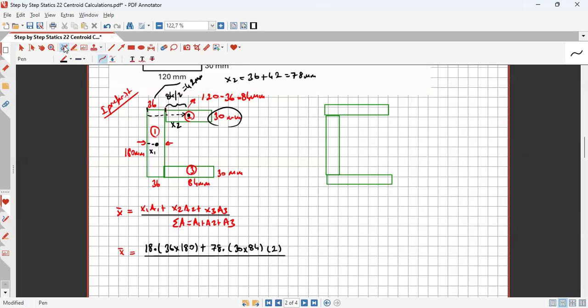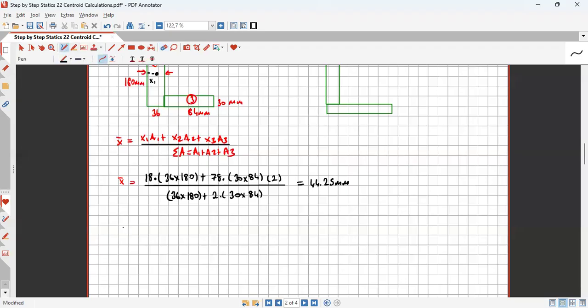Okay, total area is 36 times 180 plus 2 times 30 times 84. Now first we can calculate here or directly write the results. It equals 44.25 millimeters. Now our second part is the y prime coordinates.